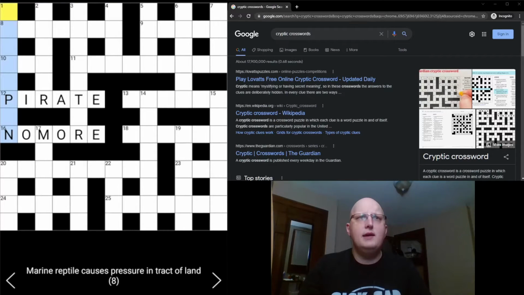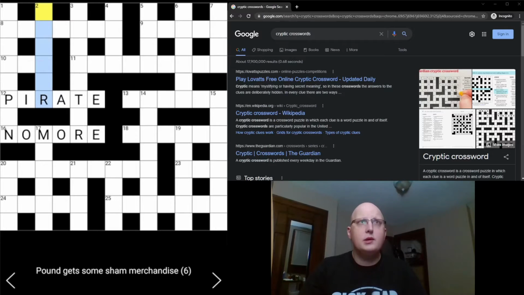Marine reptile causes pressure in tract of land. Tract of land can be what? Area? Plot? Marine reptile. P blank N. What are marine reptiles? There's sea snakes, but obviously that doesn't work. Let's try this next vertical clue here.